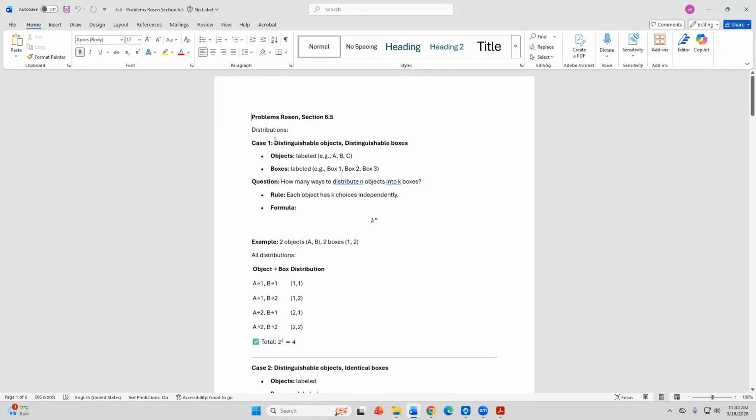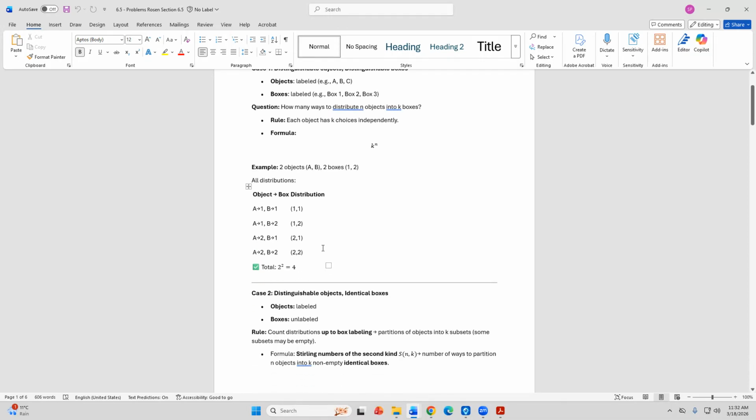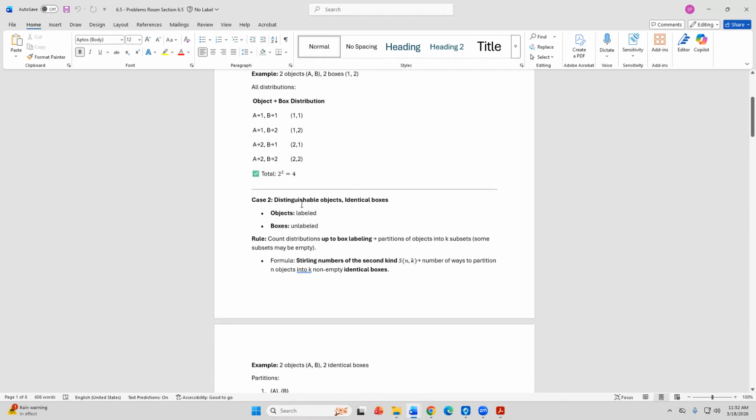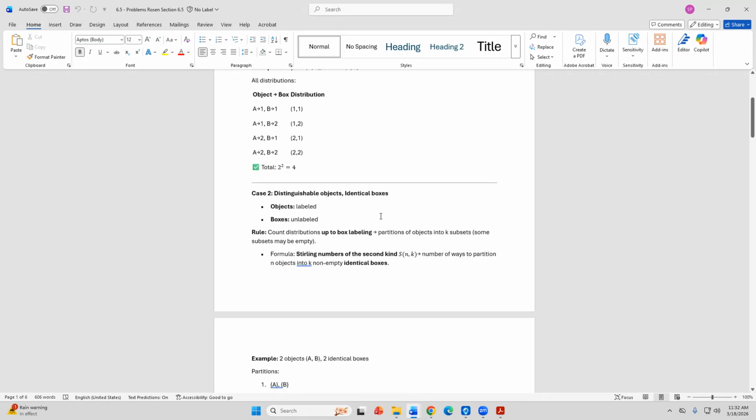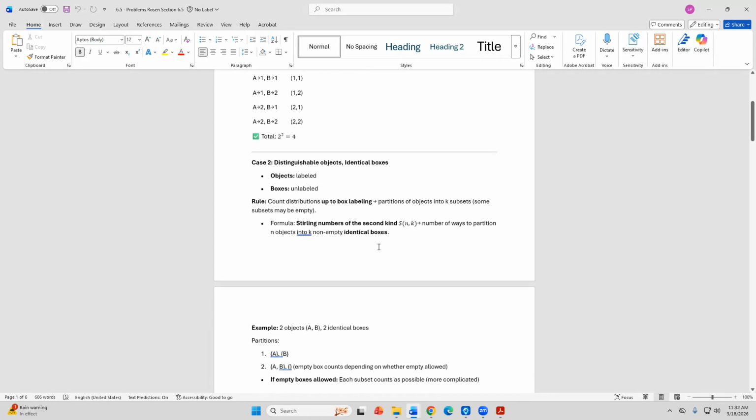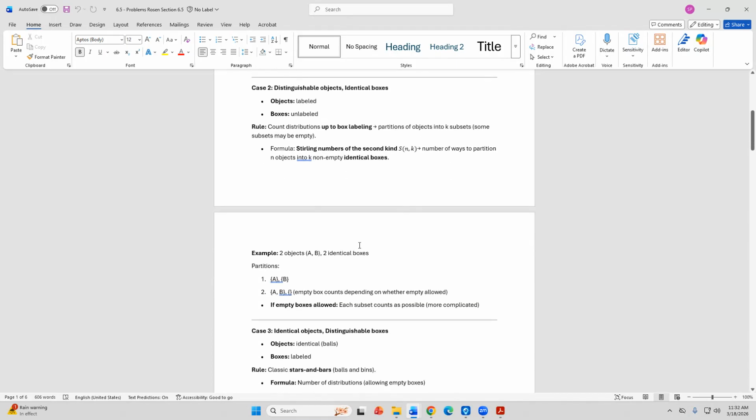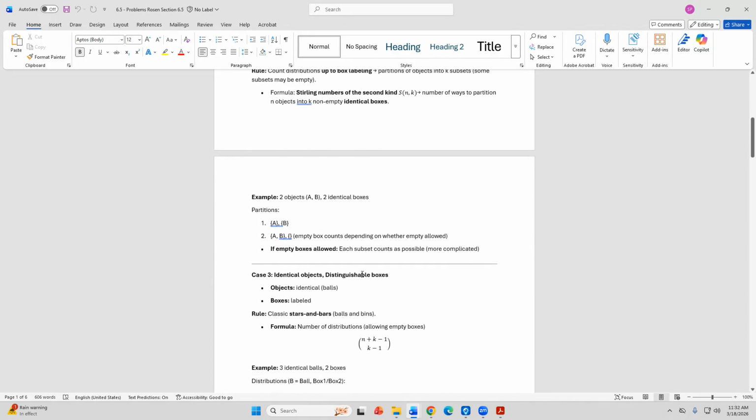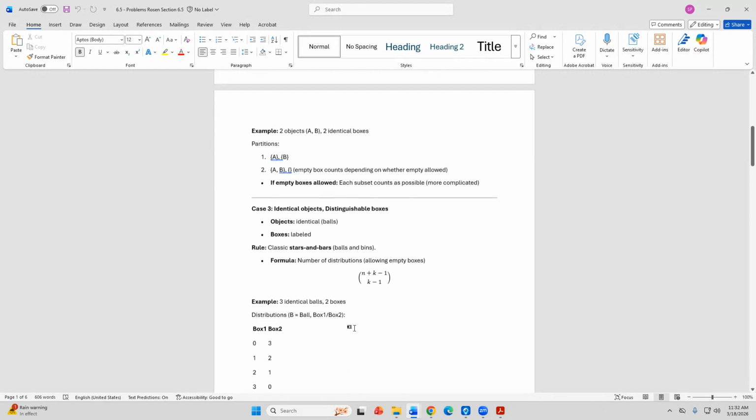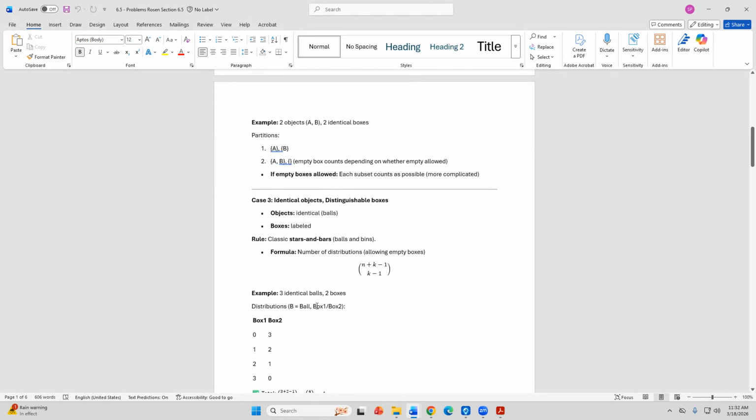This is about distributions. The first thing, case one, distinguishable objects into distinguishable boxes. And how was that done? It was done by the product rule. Then there's these examples you can look at. Case two, distinguishable objects into identical boxes. Well, that ended up being the Stirling function thing. That's the onto business. All right. Identical objects in distinguishable boxes, well, that's just the combinations with repetition formula.